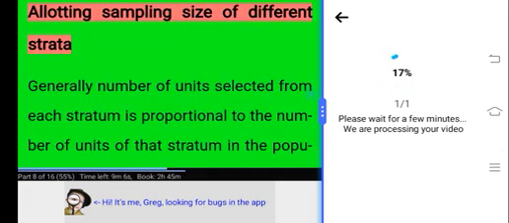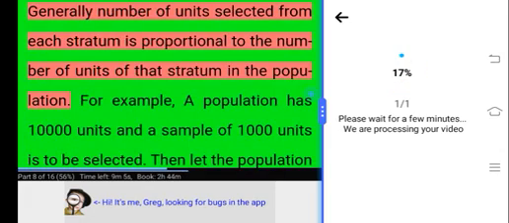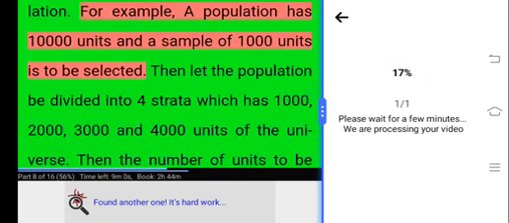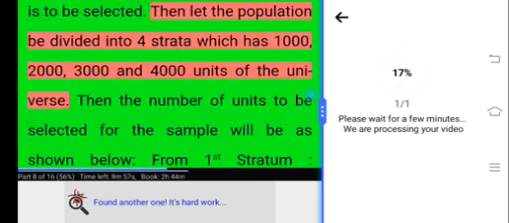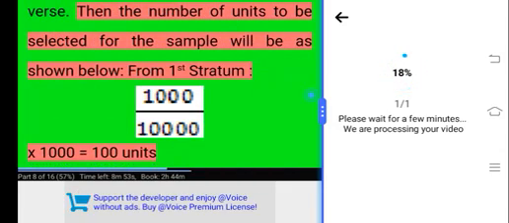Allotting sample size to different strata. Generally, the number of units selected from each stratum is proportional to the number of units of that stratum in the population. For example, a population has 10,000 units and a sample of 1,000 units is to be selected. Let the population be divided into 4 strata which have 1,000, 2,000, 3,000 and 4,000 units of the universe. Then the number of units to be selected for the sample will be as shown below.